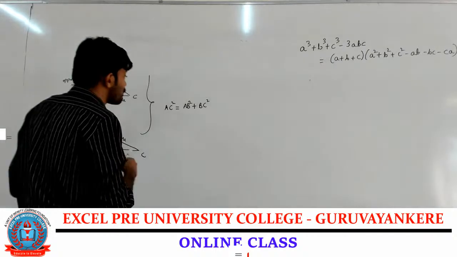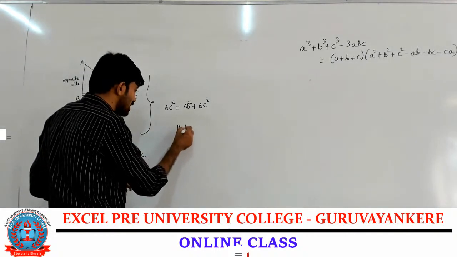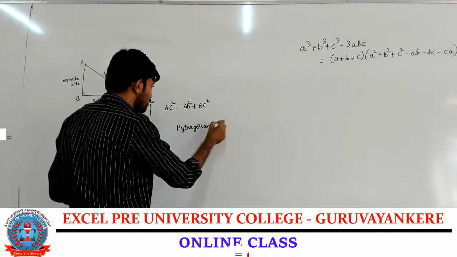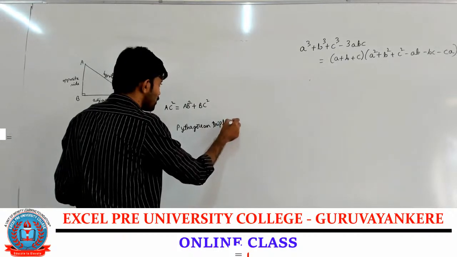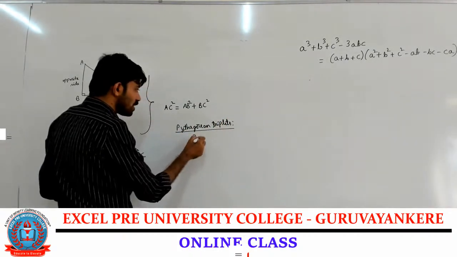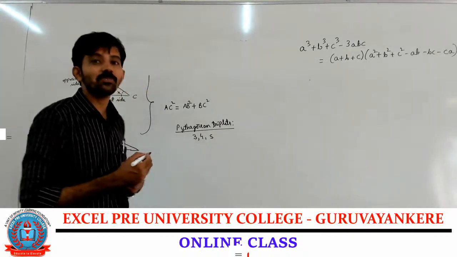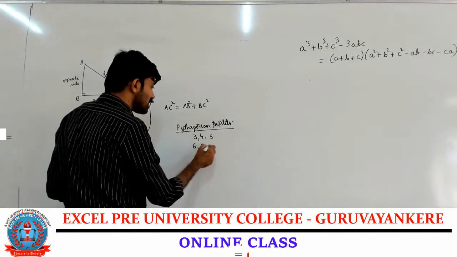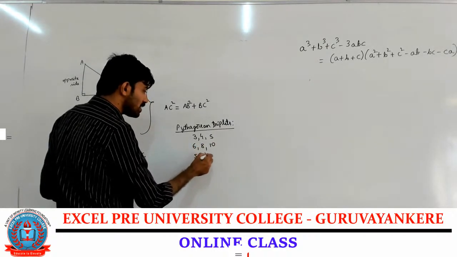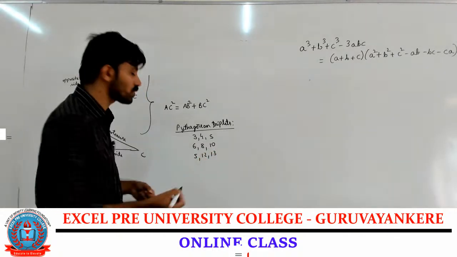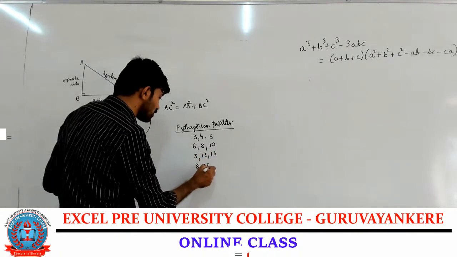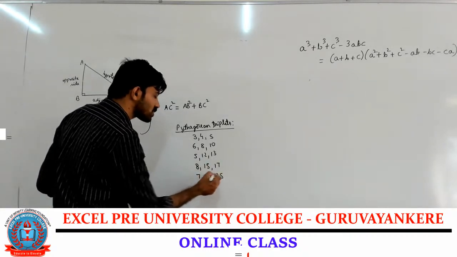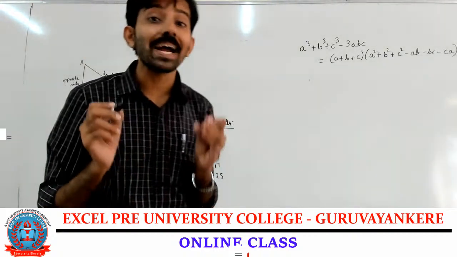A few of the Pythagorean triplets are mentioned here. Which are the Pythagorean triplets? 3, 4, 5, because 3 square plus 4 square is equal to 5 square. One of the familiar Pythagorean triplets. Further we have 6, 8, 10. 5, 12, 13: 5 square plus 12 square is 13 square. 8 square plus 15 square is equal to 17 square. 7 square plus 24 square is 25 square. All these are familiar Pythagorean triplets.